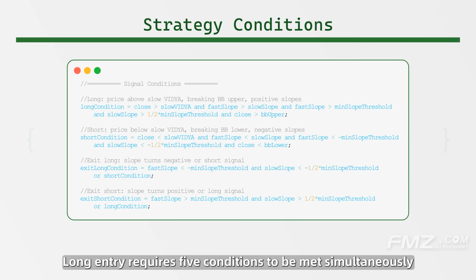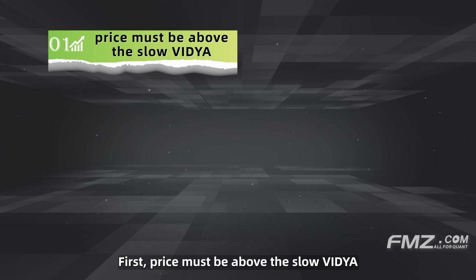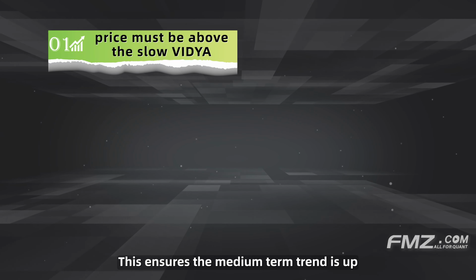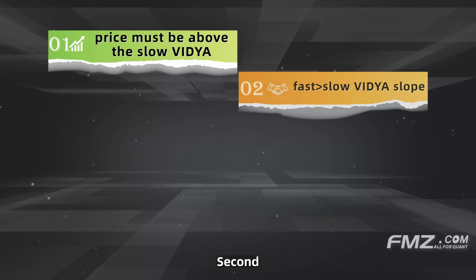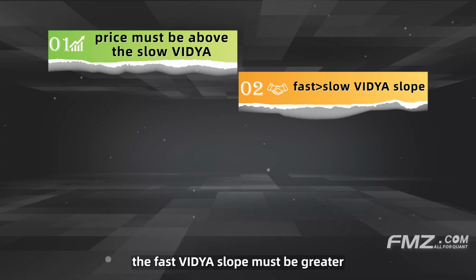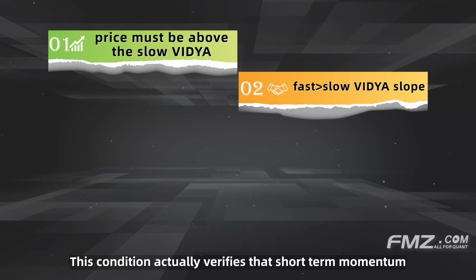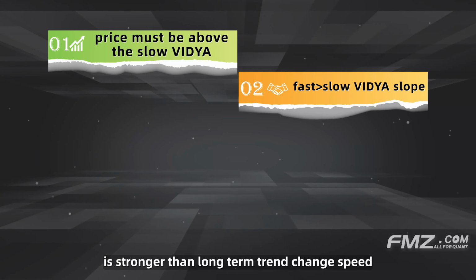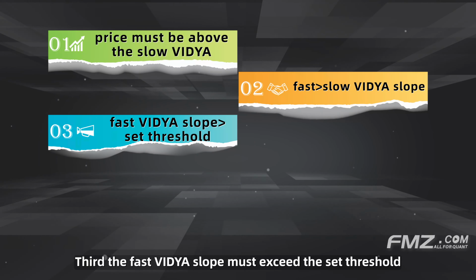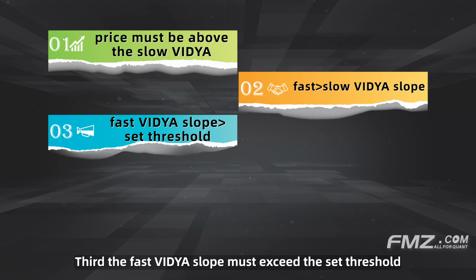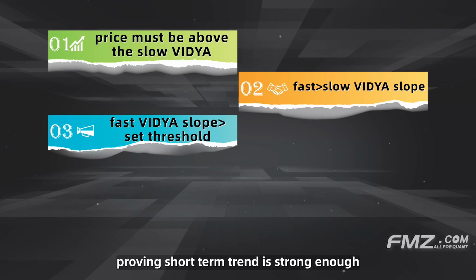Long entry requires 5 conditions to be met simultaneously. First, price must be above the slow VIDYA. This ensures the medium-term trend is up. Second, the fast VIDYA slope must be greater than the slow VIDYA slope. This condition actually verifies that short-term momentum is stronger than long-term trend change speed. Third, the fast VIDYA slope must exceed the set threshold, proving short-term trend is strong enough.